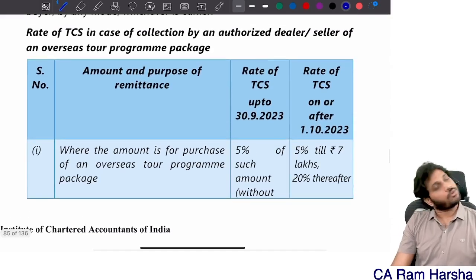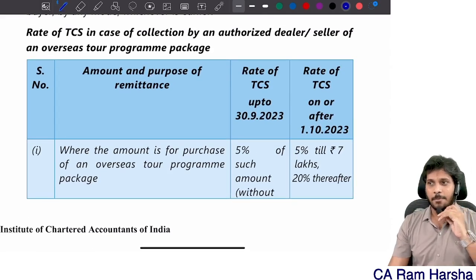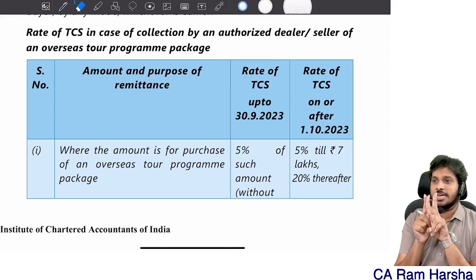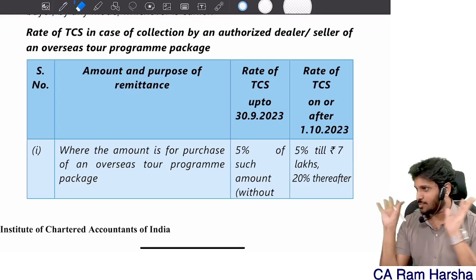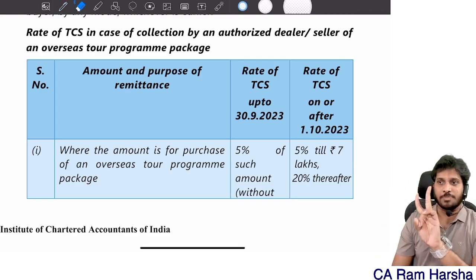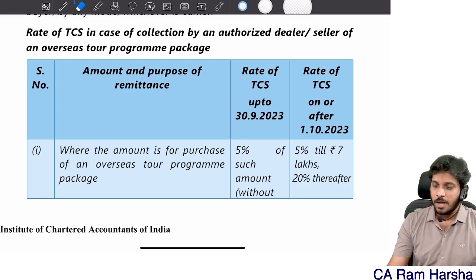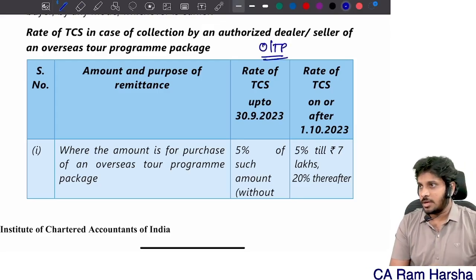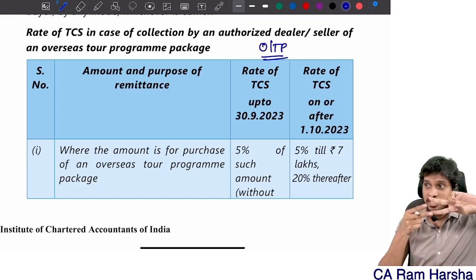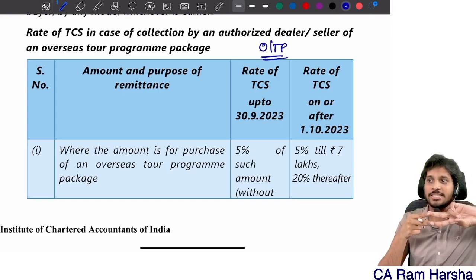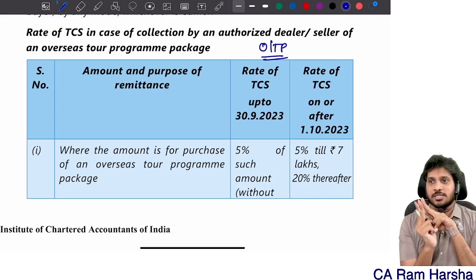Here you are remitting foreign currency. You are incurring some foreign-related expenditure. For what purpose? Primarily two purposes. Are you buying an overseas tour package? In this section, two provisions are discussed. In 206C subsection 1G, two points are discussed.